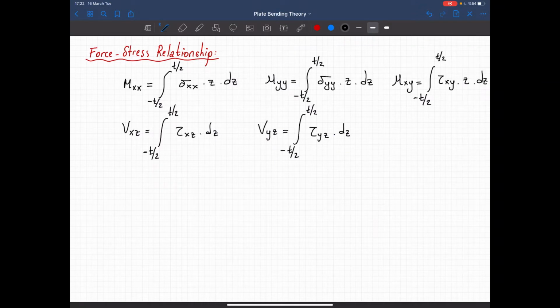Now let's take a look at the kinematic equations. I'll do it for the Kirchhoff theory and then also for the Mindlin theory. So kinematic, in other words, strain displacement relationship. And we are doing it for the Kirchhoff theory.